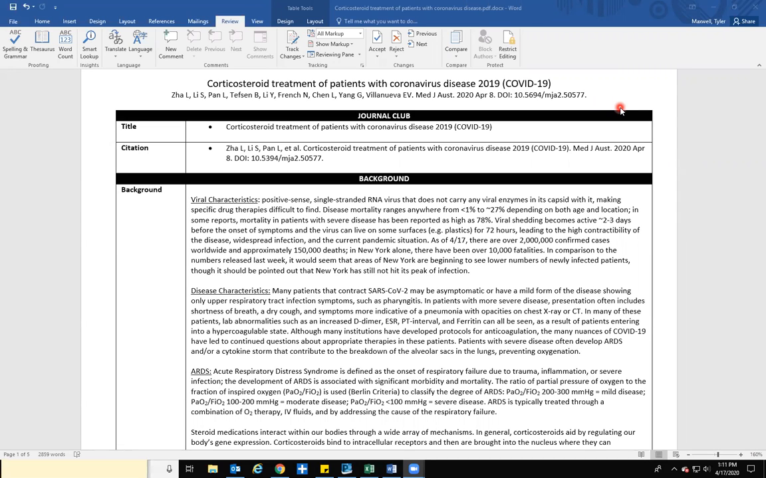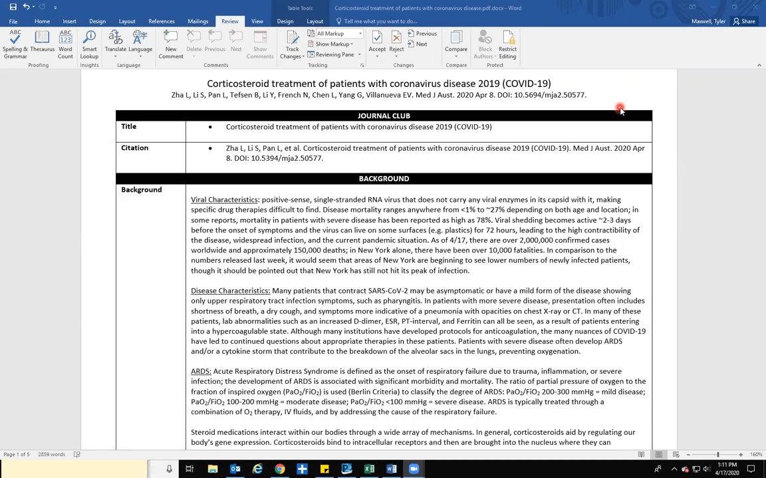So for anybody that's watching this from home or that may be watching it right now, we are going to be talking today about steroid treatments in COVID patients and trying to get some recommendations for what the correct use of steroids are going to be in this patient population.